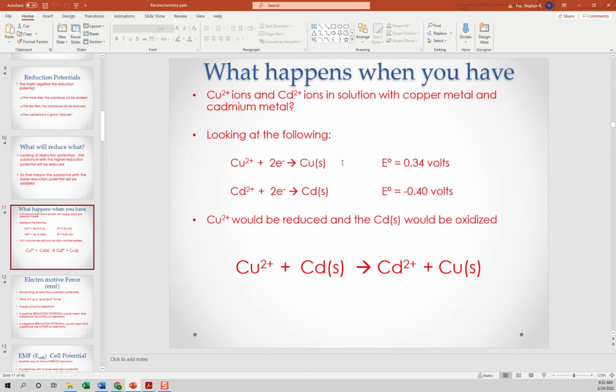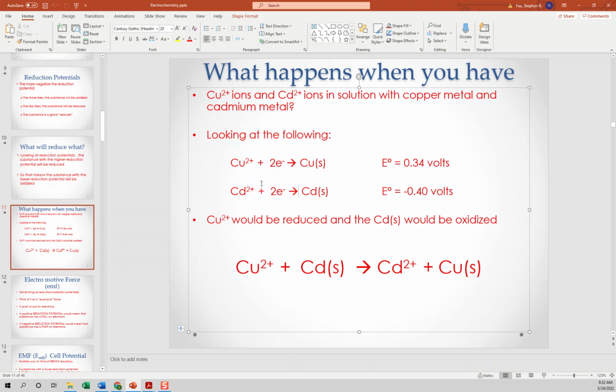All right, so now let's talk about how to figure out what spontaneous reaction is going to occur, all right? So if we look at this, we have copper 2 plus 2 electrons yields solid copper. So that's the reduction potential of copper 2 plus. And that's positive, so that is favored. And then we have cadmium 2 plus 2 electrons yields cadmium. And notice that has a negative potential. Okay, so the reduction of cadmium 2 plus is not favored. Okay, so notice that we have 2 reduction reactions.